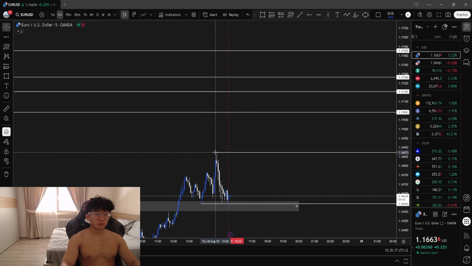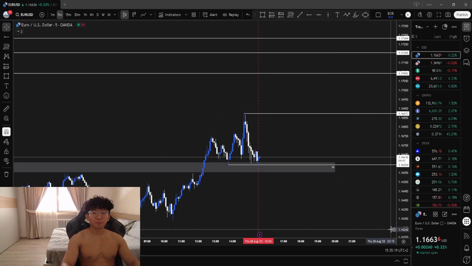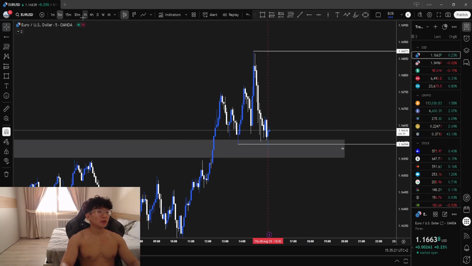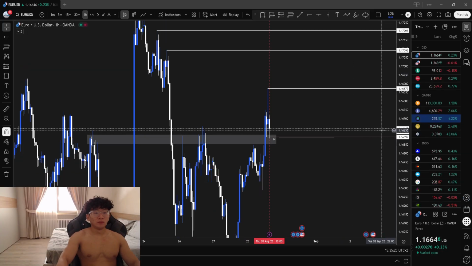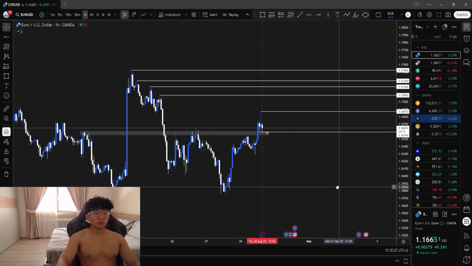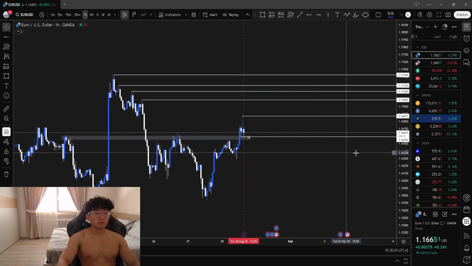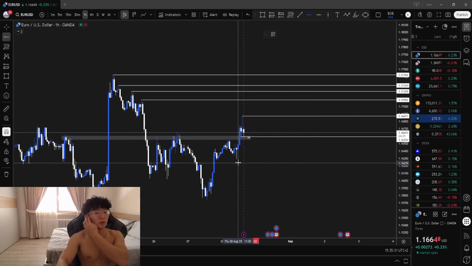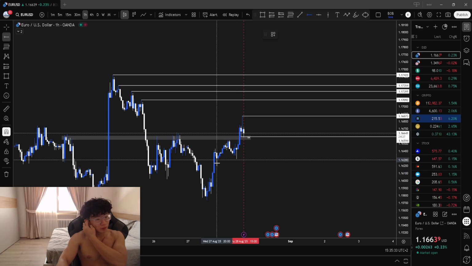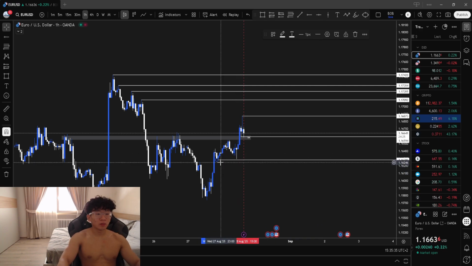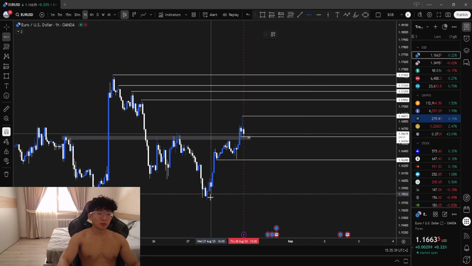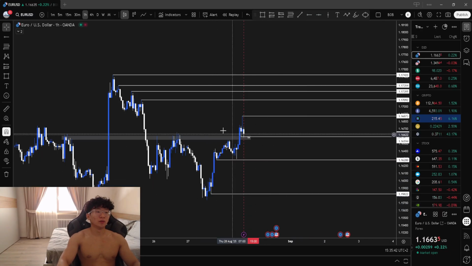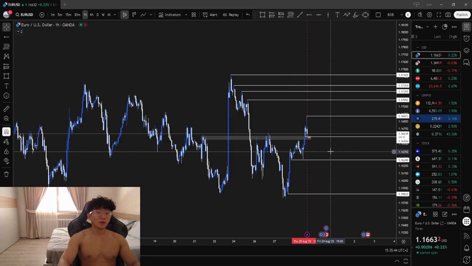So it's looking promising. While the liquidity pools on the downside could be this sort of equal low here, but then there's only this one right here all the way down here, so it's looking better towards the upside.